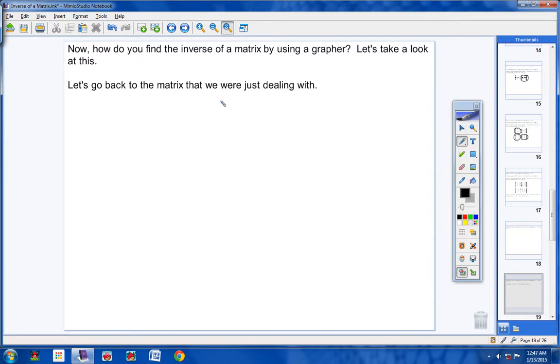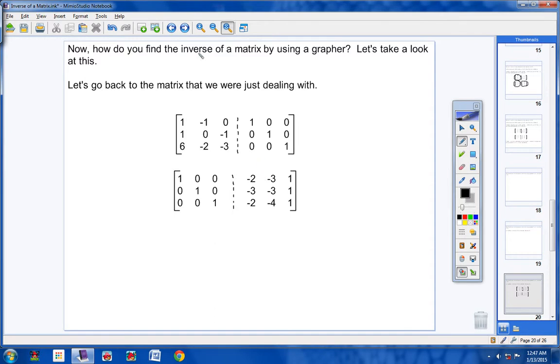Well, let's take a look at this. Let's go back to the matrix we were just dealing with, okay? Here it is. Now, let's take this matrix here, and let's pretend that we do not know the inverse matrix. So go ahead with your grapher. You should know how to do this. Go ahead and type this into your calculator. I'm just going to pause. I'm going to sit here and be quiet. Go ahead and take this, if you would, students, and type this into your calculator as a 3 by 3 matrix, okay? Go ahead and do that.